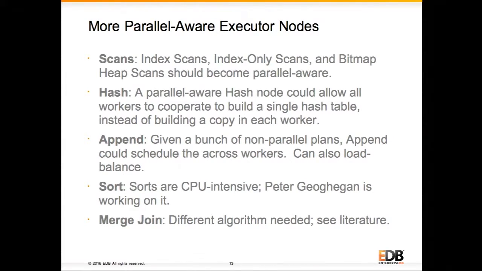There's a variety of other nodes that need to be parallel aware in order to get all of the performance benefits out of this that we can get. A parallel aware hash node could allow all workers to cooperate and build a single hash table instead of building a copy of the hash table on every worker.